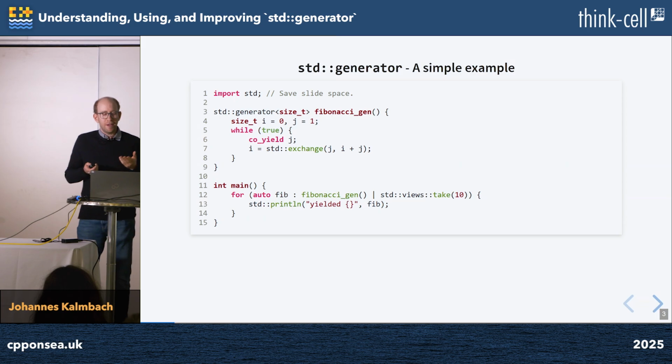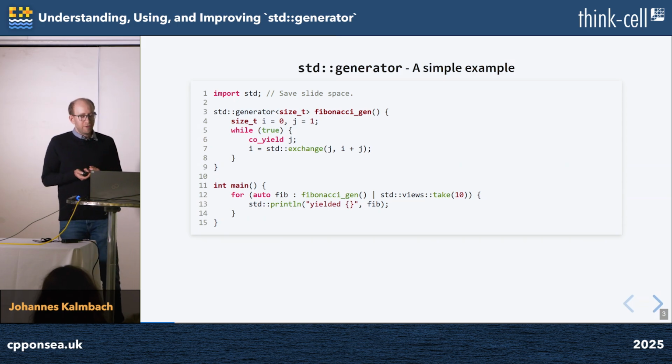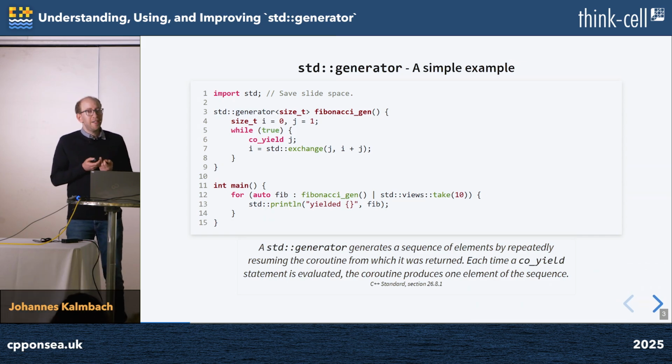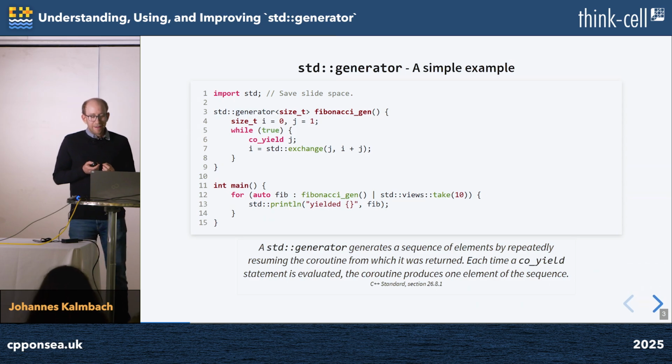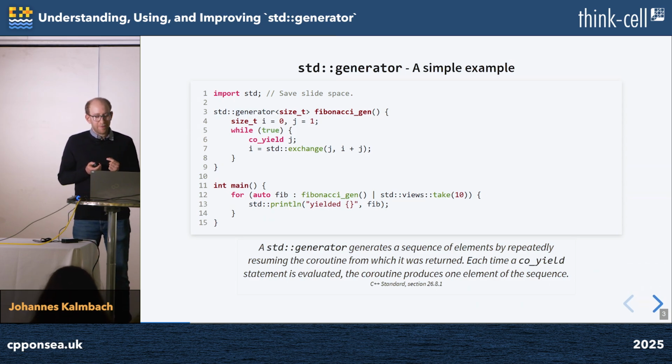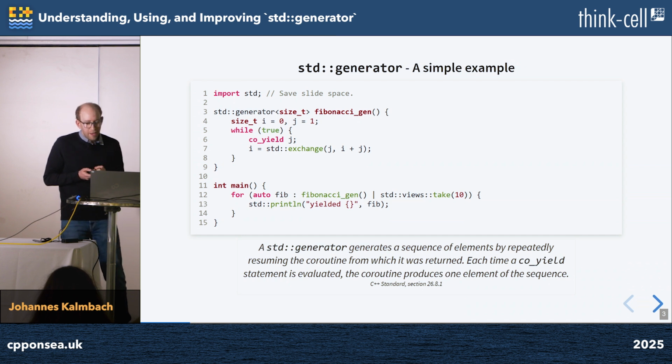Now we see an example. What is this std::generator thing? This is what the standard says: a generator generates a sequence of elements by repeatedly resuming the coroutine from which it was returned. And now the part which we also saw: each time a co_yield statement is evaluated, here in line 6, the coroutine produces one element of the sequence.